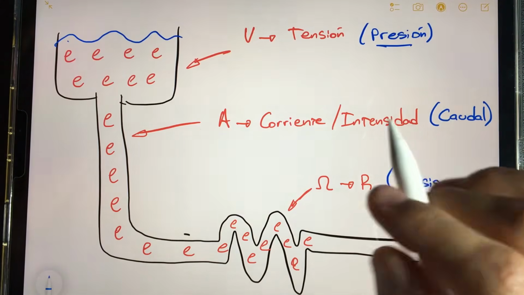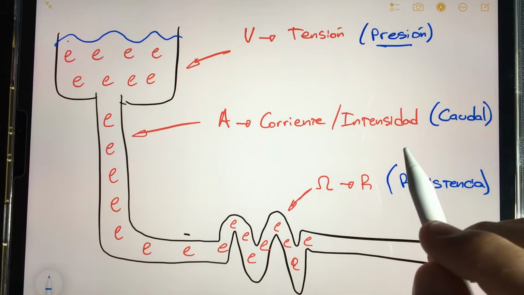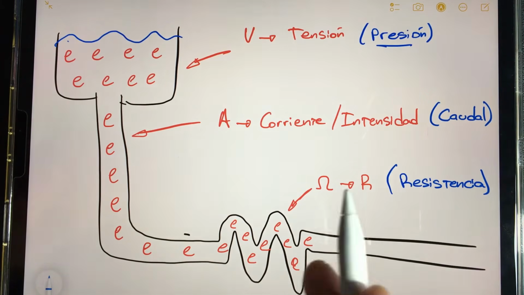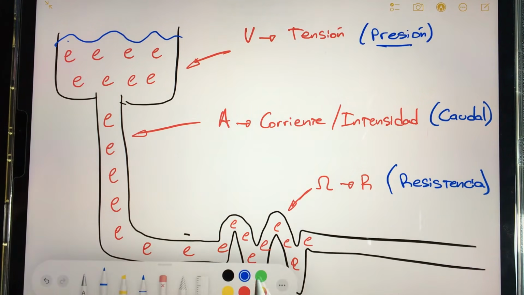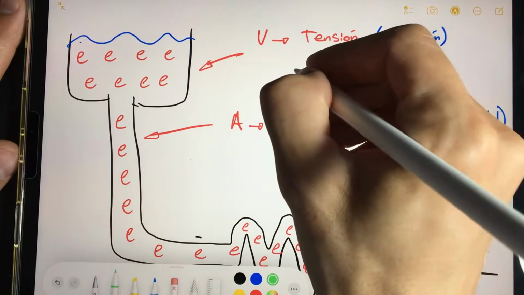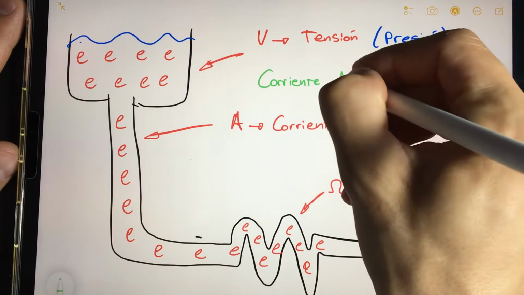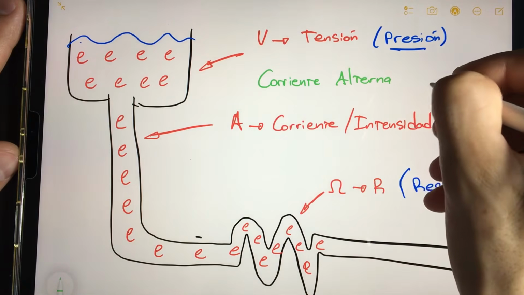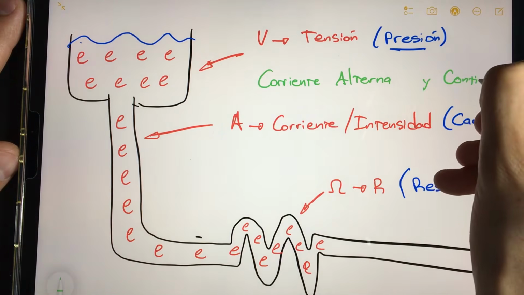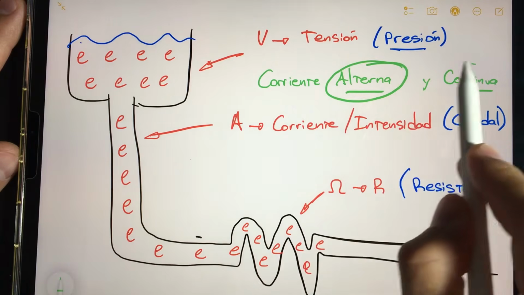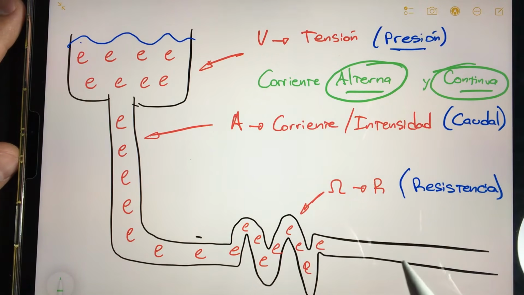Perfect. We are going to add other variants because with this alone, we are not going to understand all the electronics. We are going to understand something that we call alternating current and direct current. It will be essential that we understand the difference between alternating and direct current because that is what the inverter system is about. Now I will explain a little more.